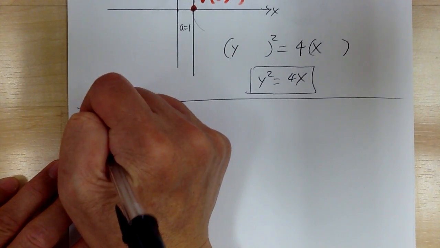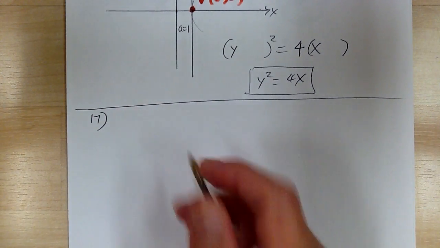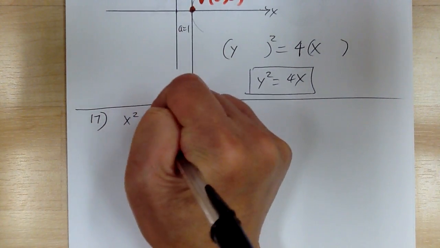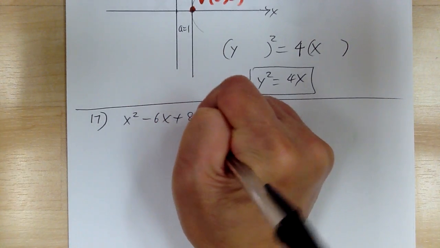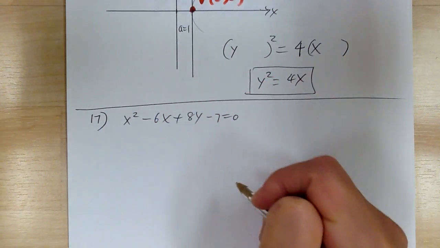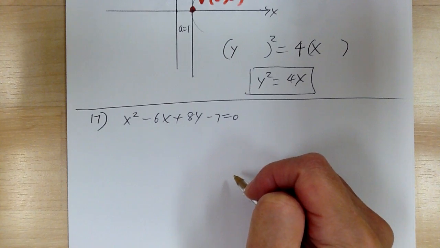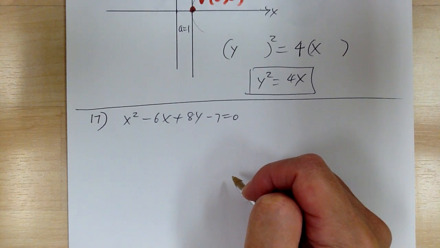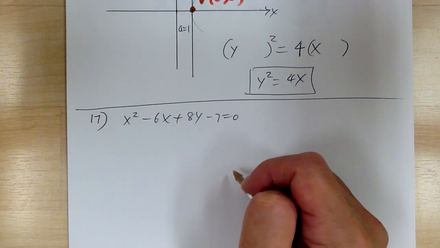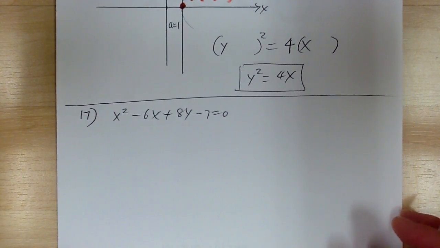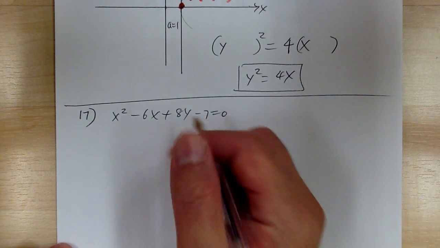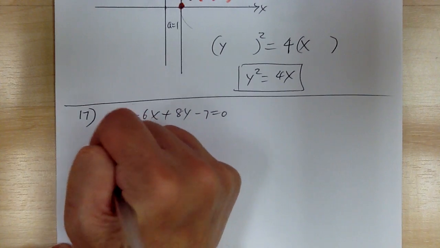Okay, let's go to 17. You have x squared minus 6x plus 8y minus 7 equal to 0. And you want to find the axis, vertex, focus, and directrix of the parabola, and you want to graph the parabola. So the first thing you need to do is put this in the proper form. So let's go and complete the square.